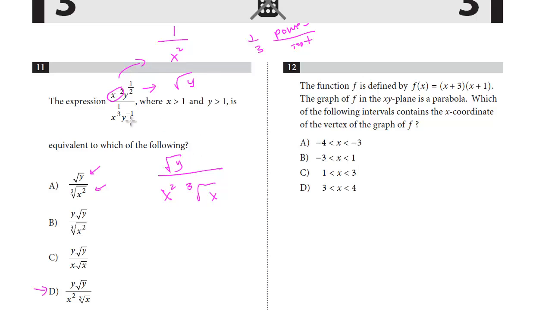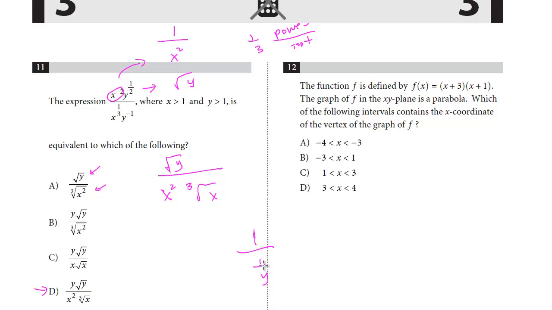And here we have a y on the bottom, and it's to the negative 1/2. And so negative 1. So that's going to be 1 over. To the negative is going to be 1 over y. And so even though it's 1 over, remember, it's already on the bottom. We've got to get that on the top. And you may be able to recognize that it's just going to convert into just y.